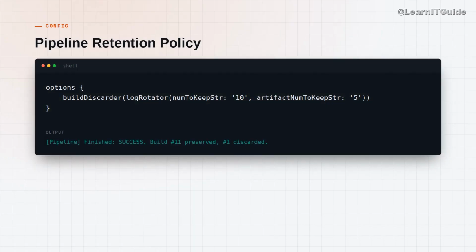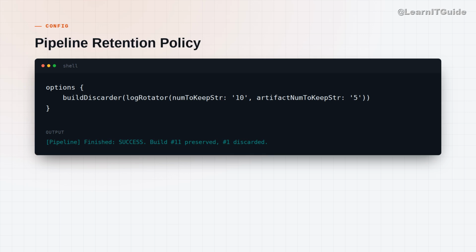If you are using Jenkins pipelines, you should define this in your Jenkinsfile. Line 2 uses the build discarder option. We set the number of builds to keep to 10 and the number of artifact sets to keep to 5. This ensures that even if a job runs constantly, Jenkins automatically prunes the old records, keeping your disk usage flat rather than growing indefinitely.